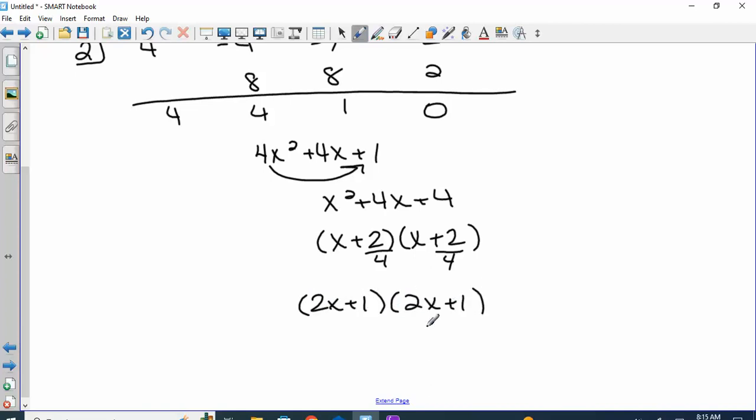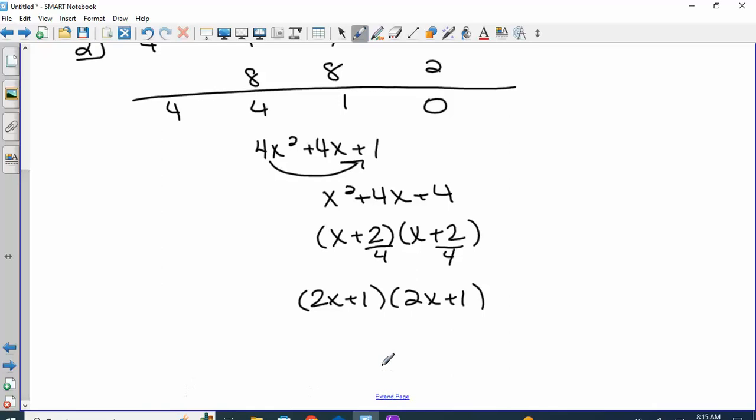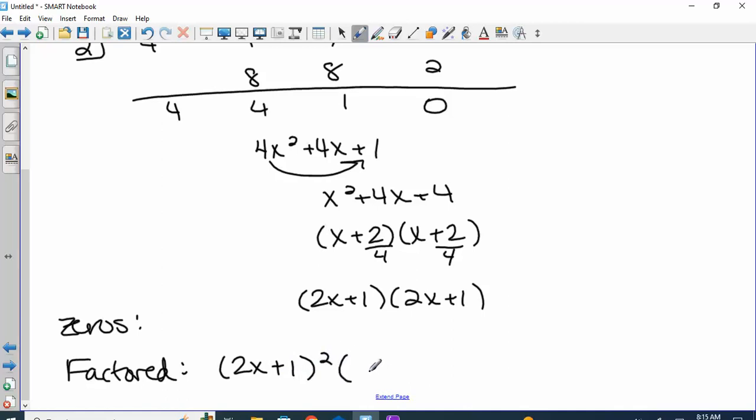So make sure you are answering the questions. I asked for the zeros and the factored form. The factored form includes the x's still. So that's the 2x plus 1 squared. What else would you have with that? And the zeros is if we set these equal to 0. So that would be a -1/2, multiplicity of 2, and a positive 2.